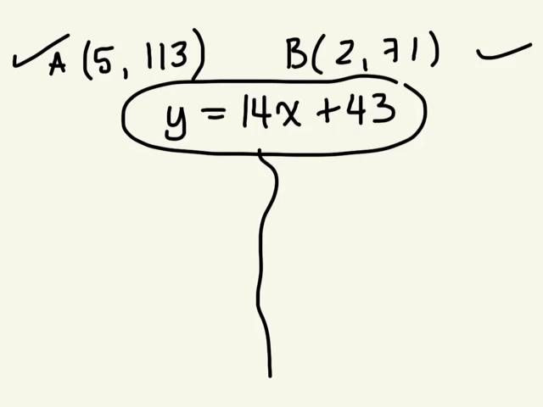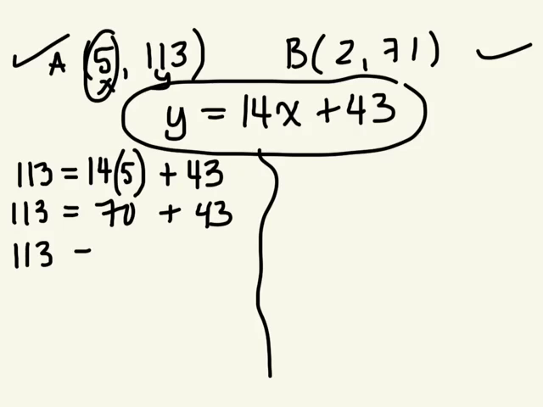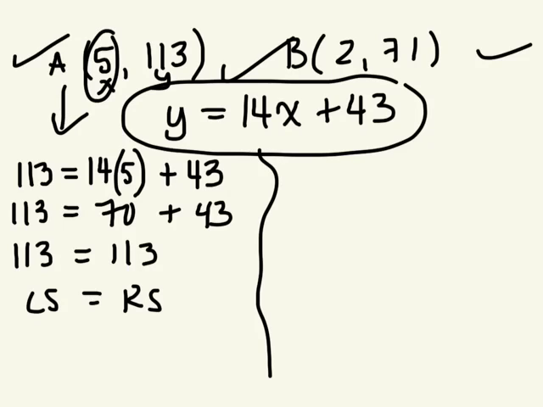Well, let's check. We have an x and a y. Let's do this coordinate first. We're going to use the equation. I'm going to replace y with 113, equals 14 times 5, I'm going to replace x, plus 43. Let's check to see if these two sides balance. Left side equals right side. 113 equals 70 plus 43. What's 70 plus 43? 113. The left side is equal to the right side, so this point does lie on this line. That was the coordinate we used.